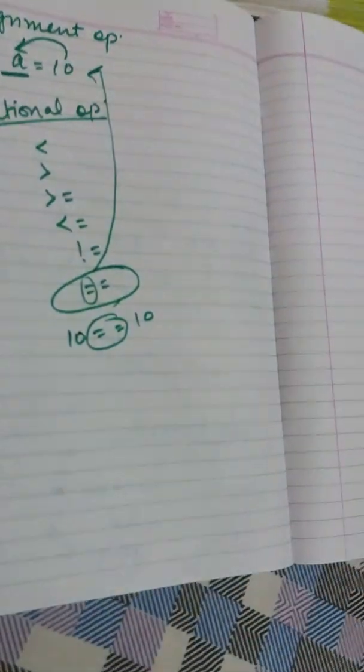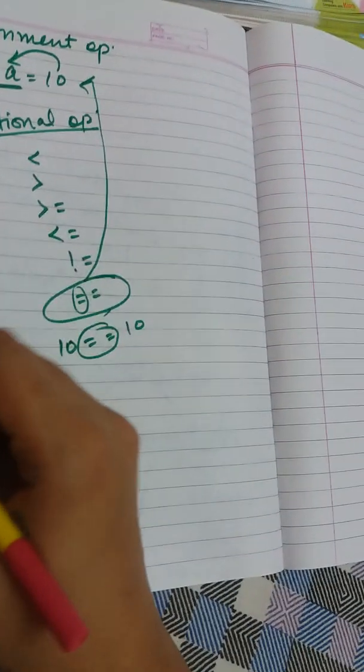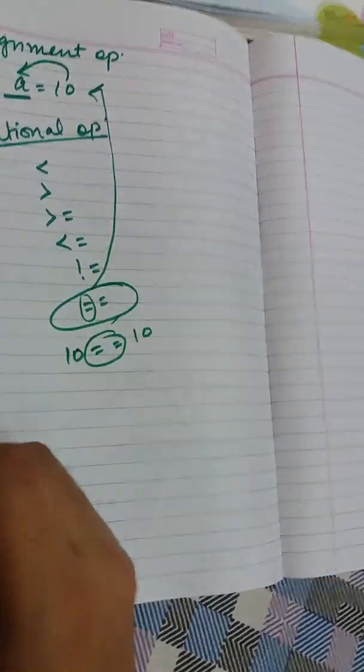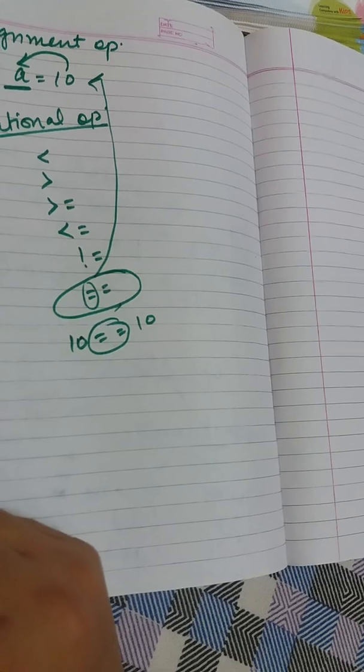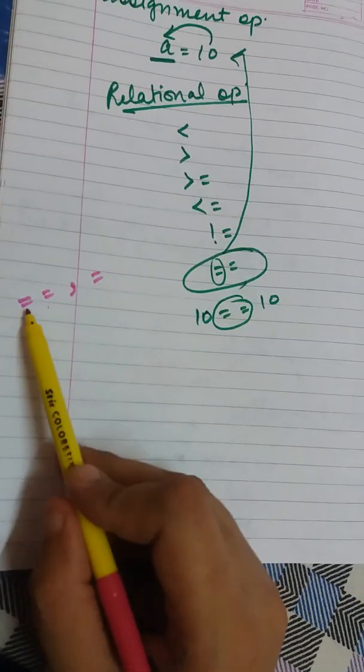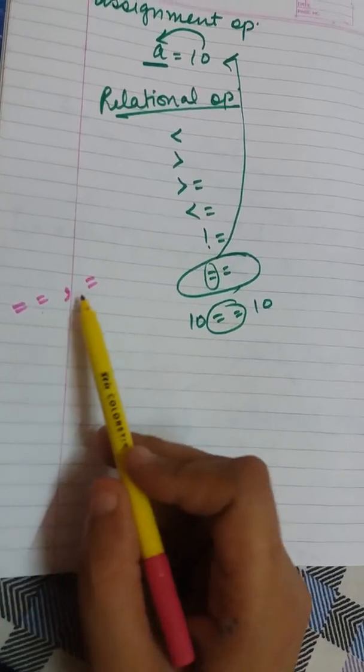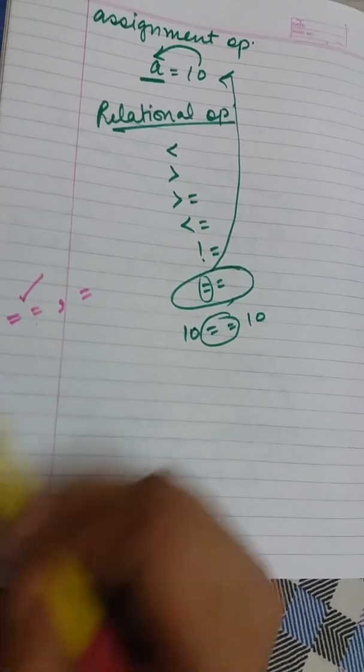For example, if I ask this simple question, that out of these two, which one is the relational operator? Then the answer will be this one.